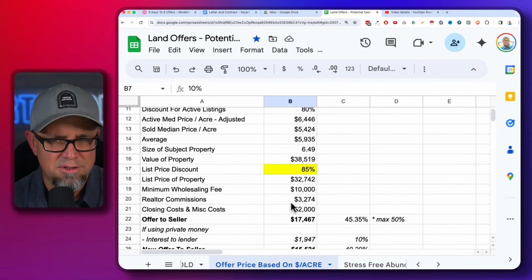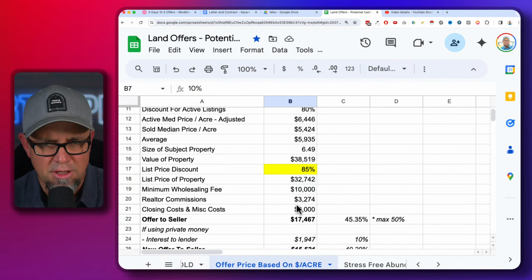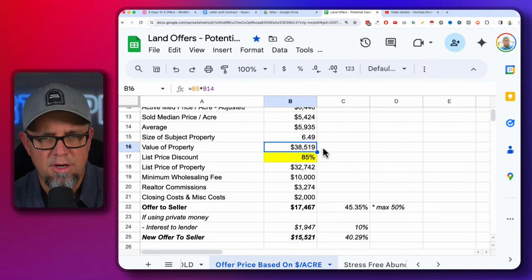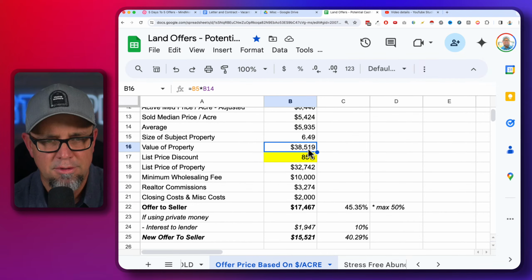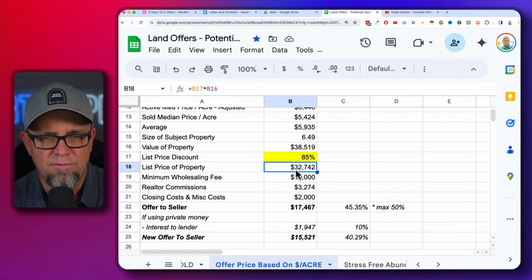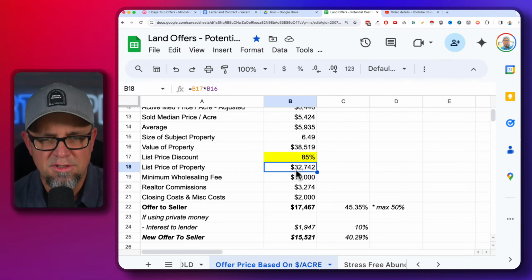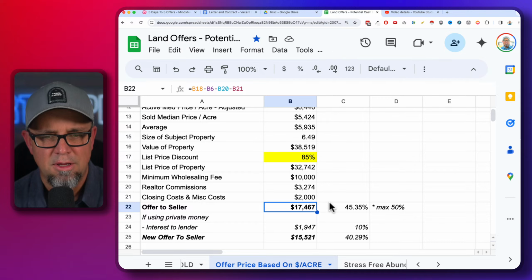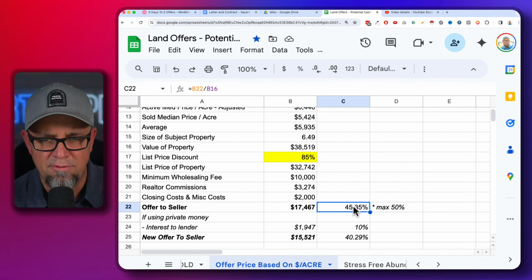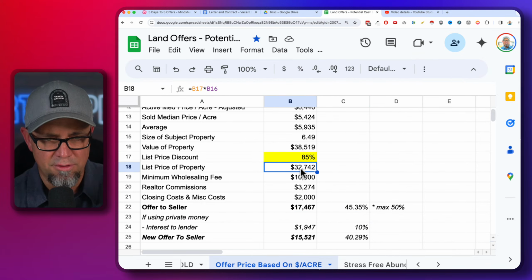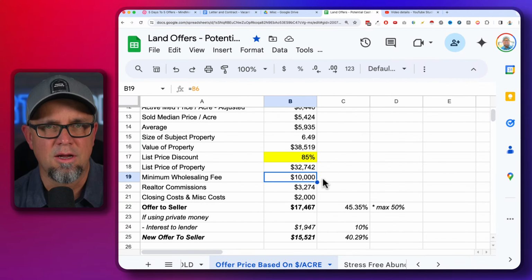But what I want to show you here, this is a simple formula. I'm a spreadsheet geek. This basically is walking down to, all right, this property is worth $38,500. I'm going to actually list the property for $32,700. And if I'm going to wholesale it and make 10 grand, I'm going to offer the seller $17,500, max 50%. So I'm at 45%. I'm good. I'm going to sell it for $32,700. Excuse me. And I'm going to make $10,000 wholesale profit.